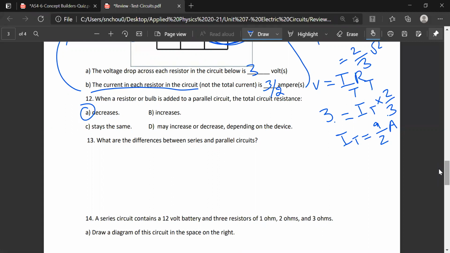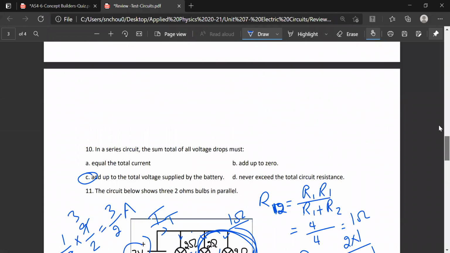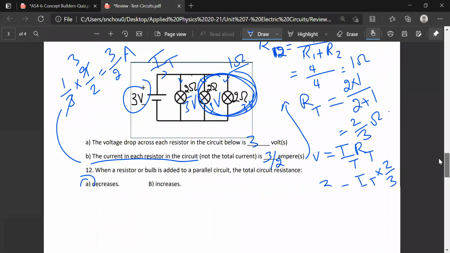Adding an extra resistor to a series circuit increases the resistance and decreases the current. Adding an extra parallel resistor to a parallel circuit decreases the resistance and increases the current. So those are the things you really need to know. You can go back and watch my video too. I just said it out loud, but all of what I said is summarized up here in different parts.